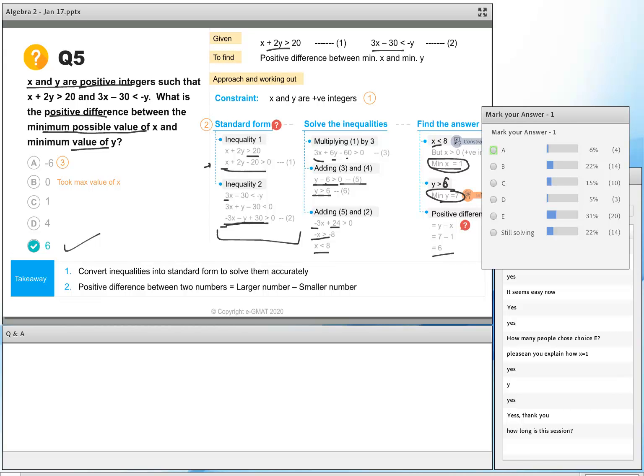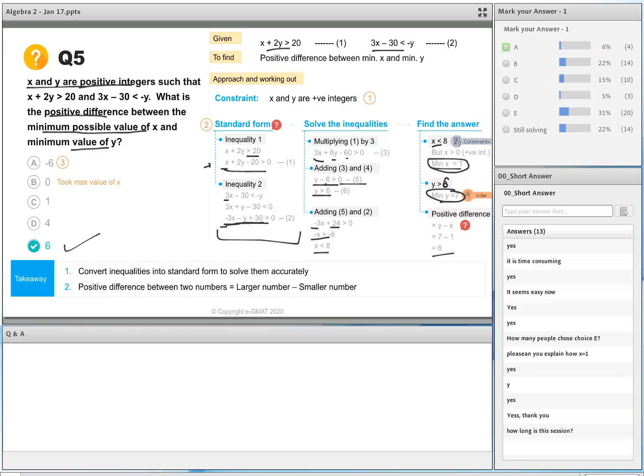So let me take this poll over here. I have a question: can you please explain how x is equal to 1? Surely. Now, it's given in this question that x and y are positive integers and x is less than 8. So we need to find out what the minimum possible value of x is. What is the minimum possible positive integer?